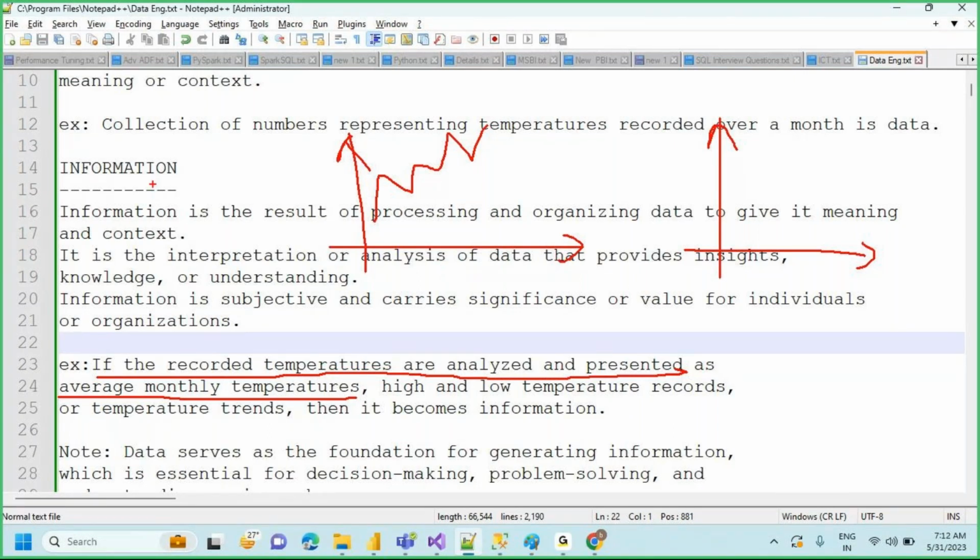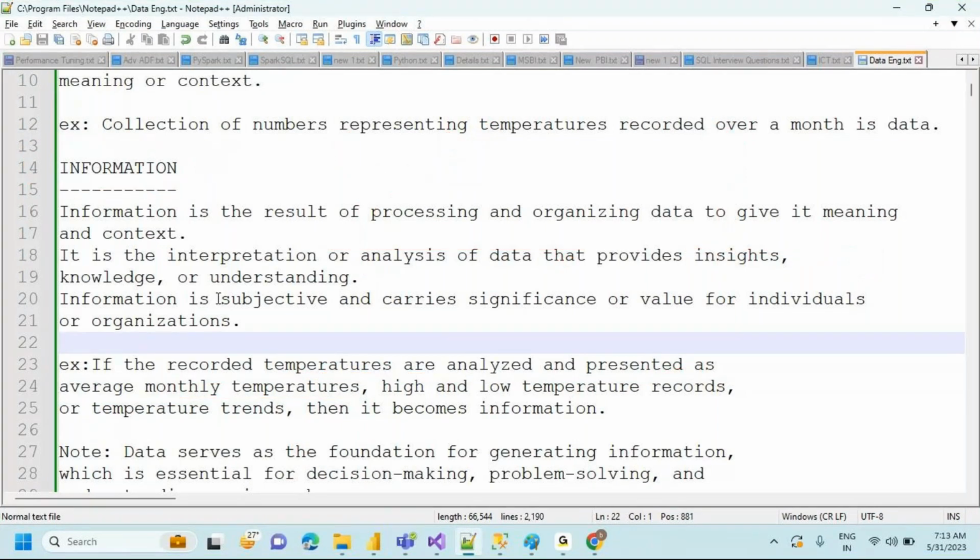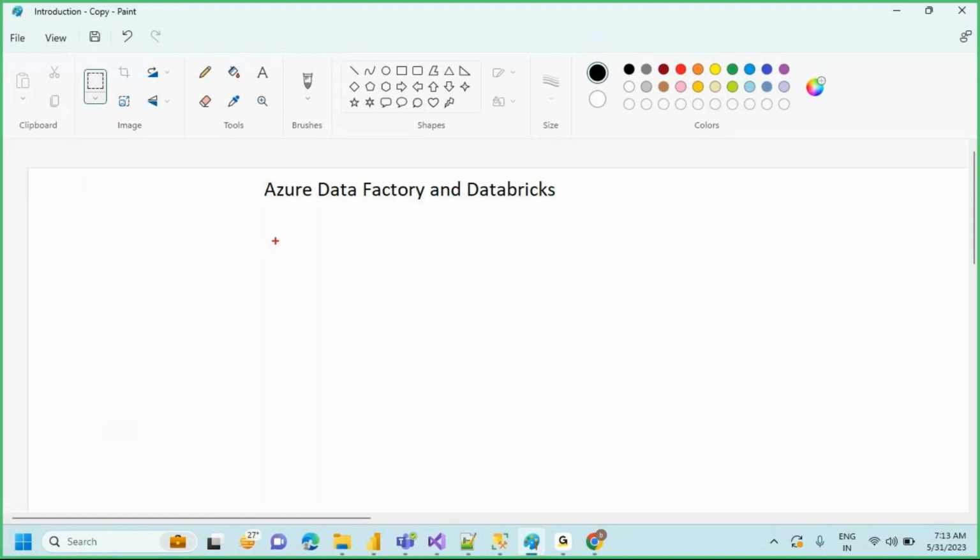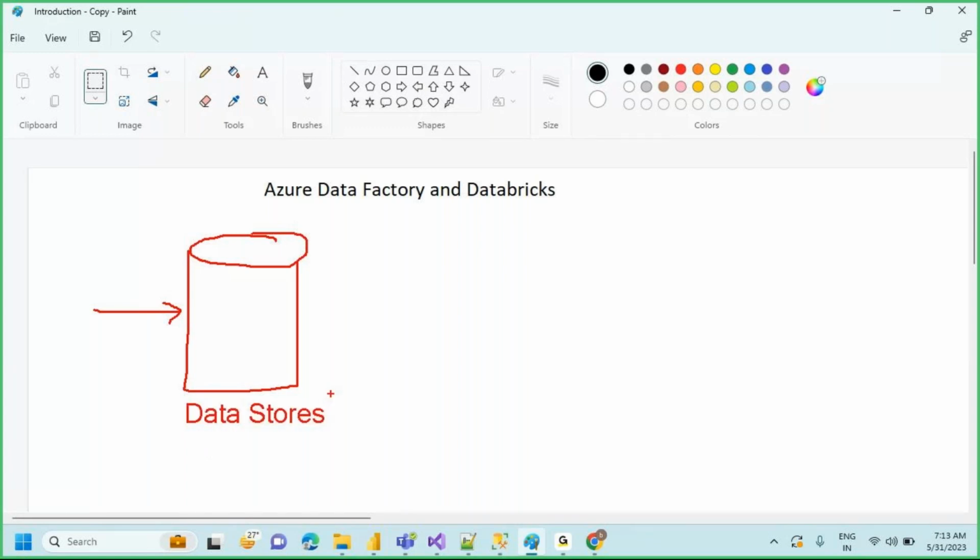So information is something which can be readable and understandable. That is about information. It's a general term that I'm just saying here. If you wanted to get the information, first you need to have data. How are you going to store the data in this particular place? I'm talking only about the data stores, not about which applications will be used to push the data into these stores.